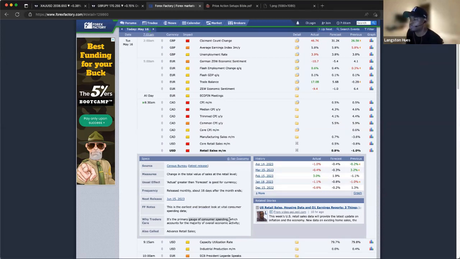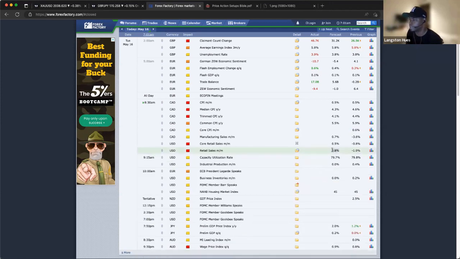It's the primary gauge of consumer spending, which accounts for the majority of overall economic activity. So it's the primary gauge of how consumers are spending, which of course, as they say here, is the majority of overall economic activity. So the forecast for retail sales is 0.8%. And again, if the actual is the same or anything less, oftentimes we see that that's not good for the currency, which will be highlighted red here. And we could see gold move. This is a high impact news, so we can see gold move bullish.